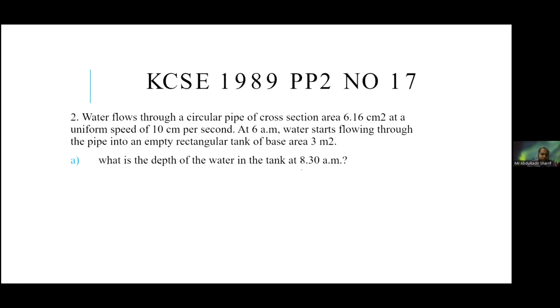So the second question is saying water flows through a circular pipe of cross-section area 6.16 square centimeter at a uniform speed of 10 centimeter per second. So at 6 a.m., water starts flowing through the pipe into an empty rectangular tank of base area 3 square meter. So the question says, what's the depth of the water, or to be precise, what's the height of the water in the tank at 8:30 a.m.